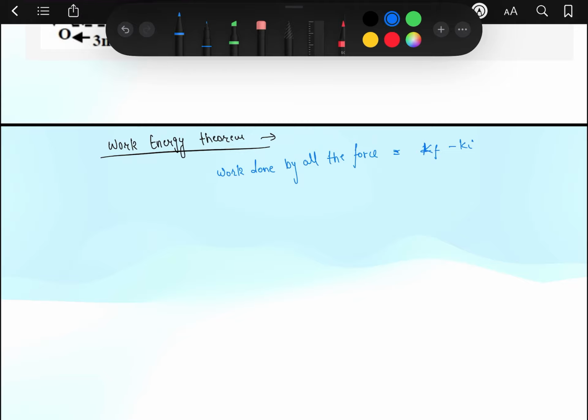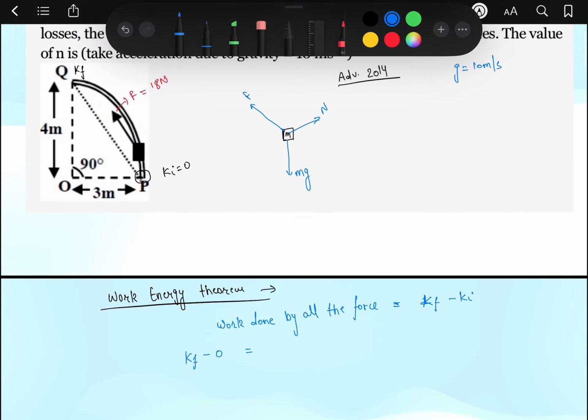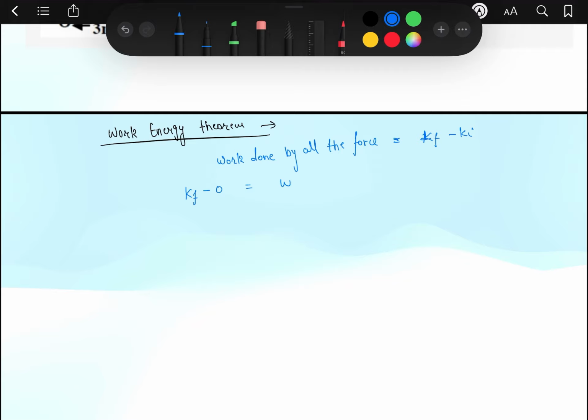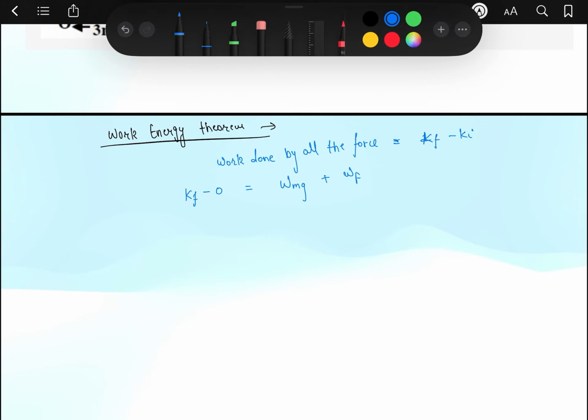So here K final is not equal to 0. K initial is 0, so K final minus K initial is equal to work done by all the forces. That means there are three forces acting on this body. One is W, work done by this mg force, plus work done by this force F that is acting always along this line PQ, plus work done by this normal force. So this is what we have to find here.